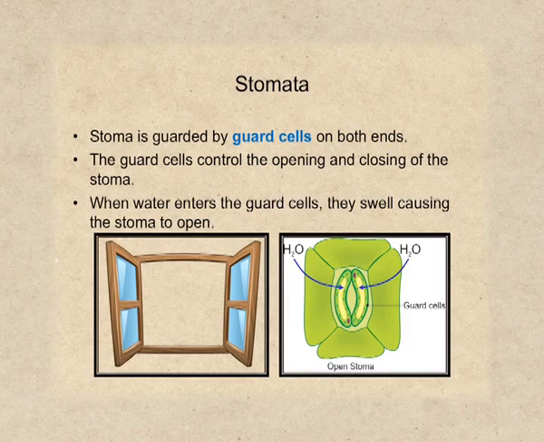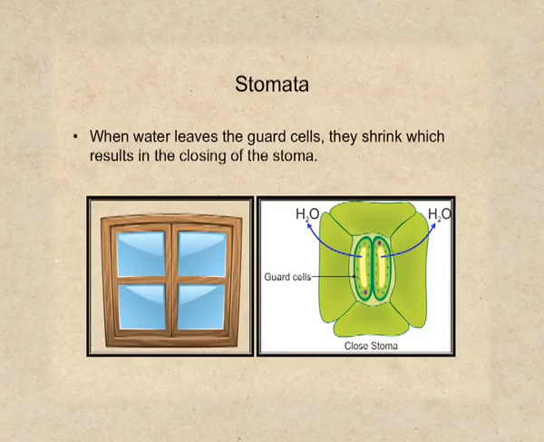Now compare this stomatal apparatus with a window. Assume the two doors of the window are the two guard cells. When water enters the guard cells, these cells swell, which opens the stoma, and hence the gas exchange is possible. Now when does the stoma close? When water leaves, the guard cells shrink, which closes the stoma.